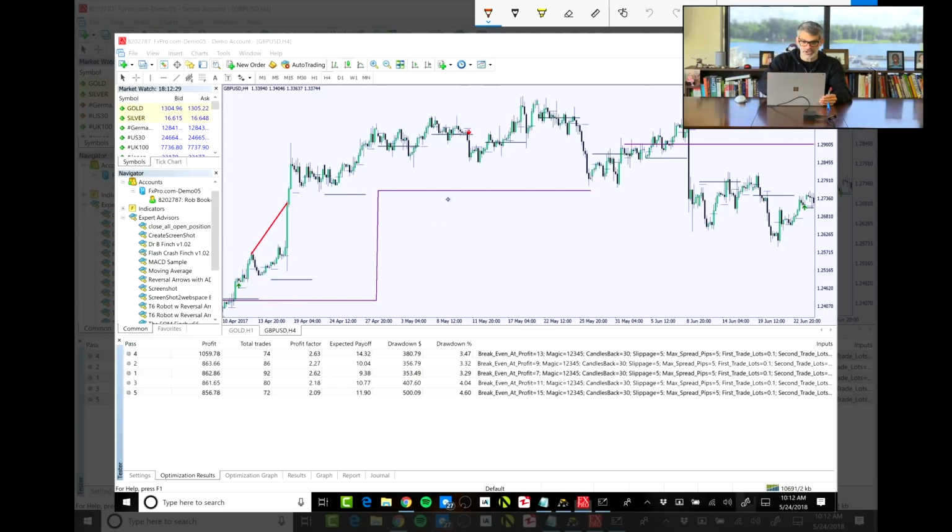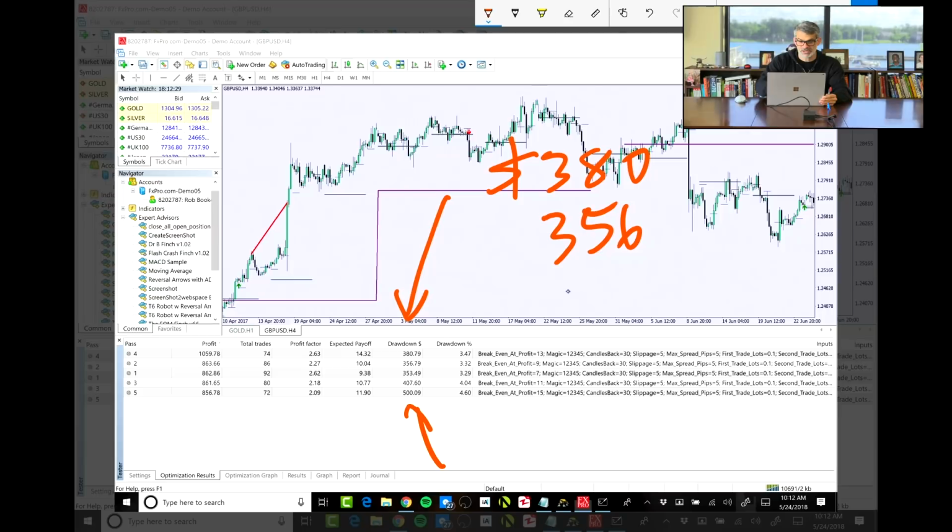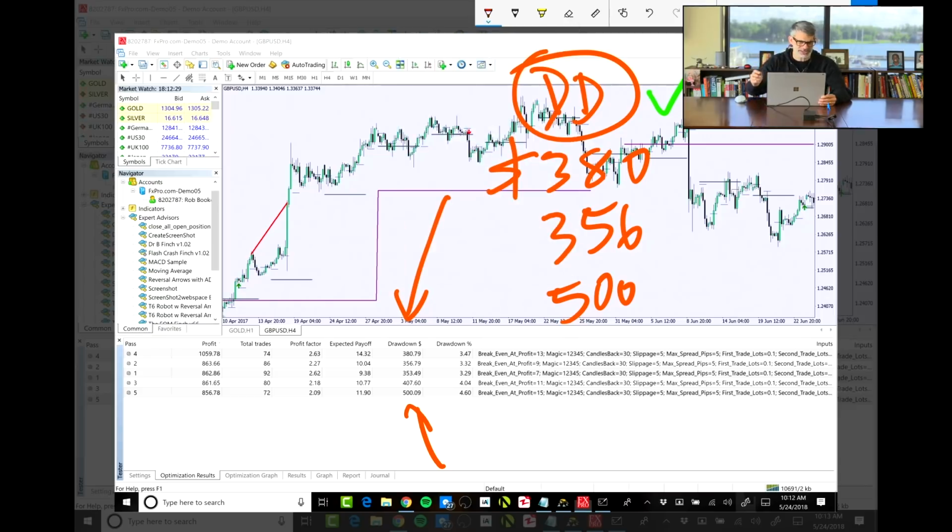Okay, by moving our stop loss to break even, look at this. We have a set of numbers, 380, 356, 500. These are all lower than our other drawdown. So we've reduced the drawdown. That's great. That's a positive thing. That's actually what we intended. So far, that's a good thing.